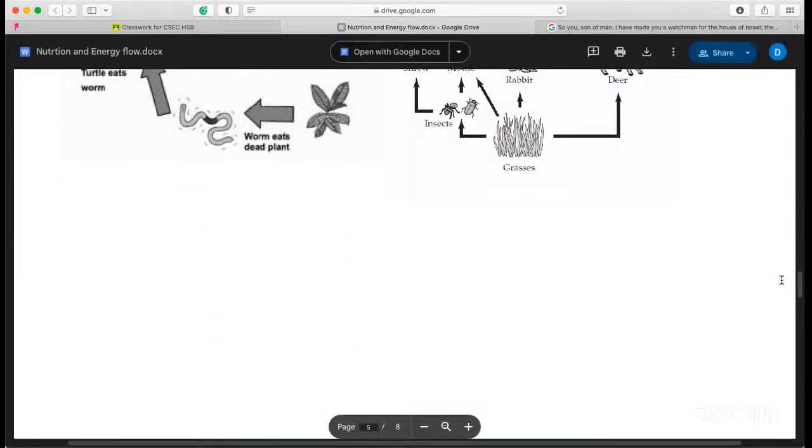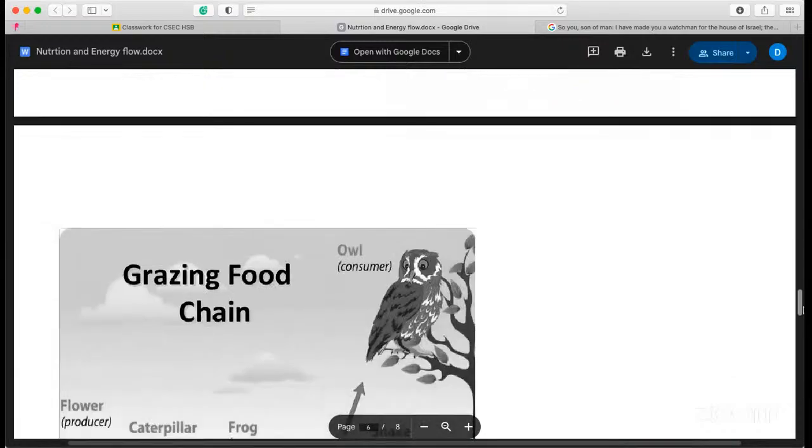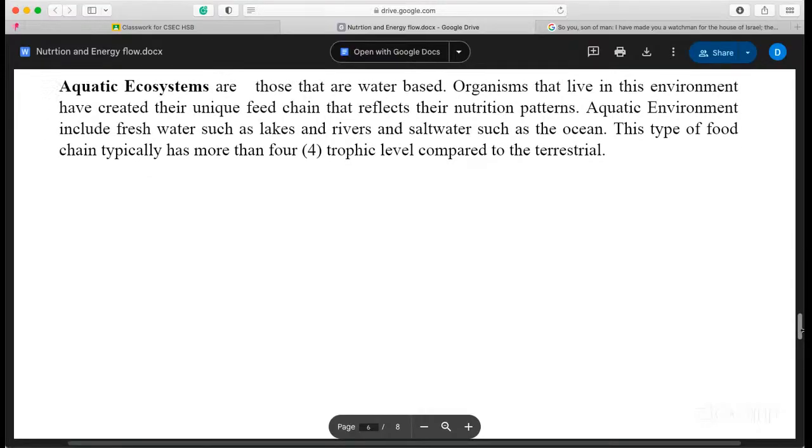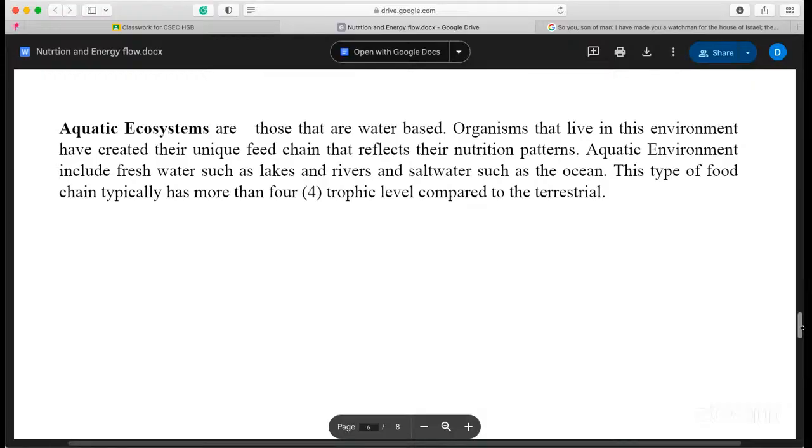After the terrestrial chains, we also have aquatic chains. Aquatic chains are those that are in water, not just salt water, but fresh water as well. So it includes lakes, ponds, and the ocean for saltwater aquatic systems. As I mentioned before, the aquatic systems tend to have four or more trophic levels, and we say that trophic levels are feeding levels. There are many reasons to account for that.